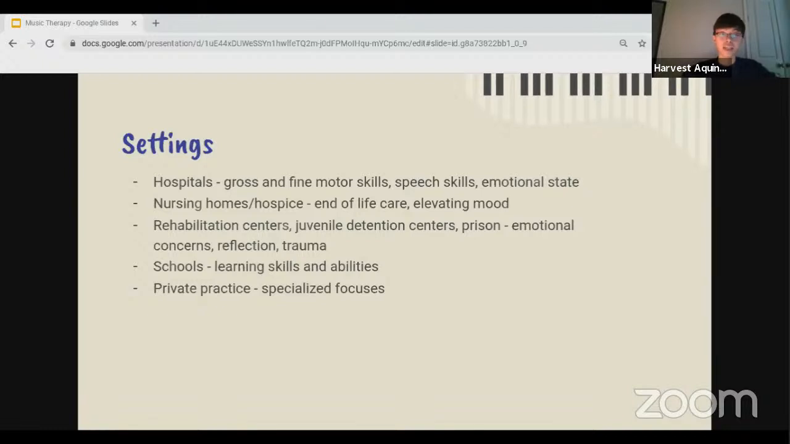You may even find them in rehabilitation centers, juvenile detention centers, or even prisons. And this is where they address emotional concerns and trauma. There are also music therapists in schools where they focus on a child's learning skills and abilities. A lot of music therapists also own or work in private practice. So in private practice, their focus will change from one to the next.